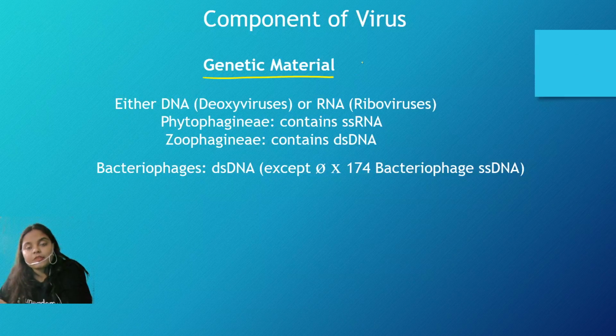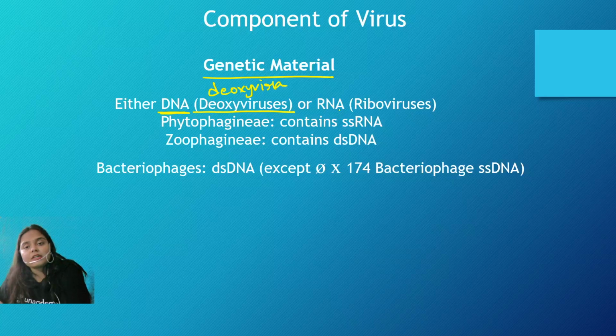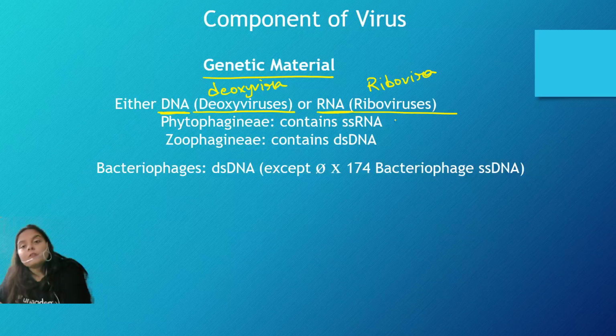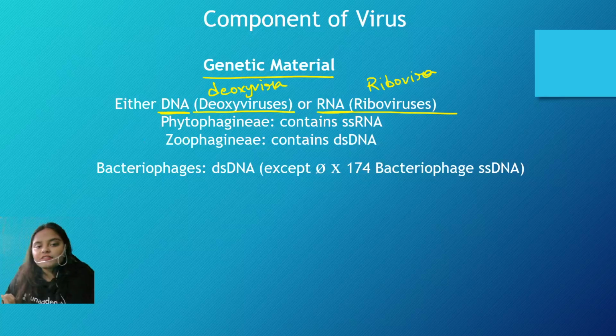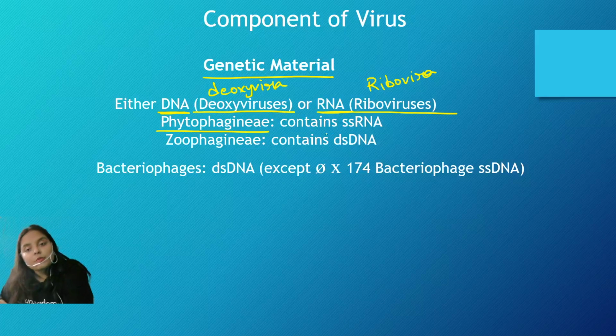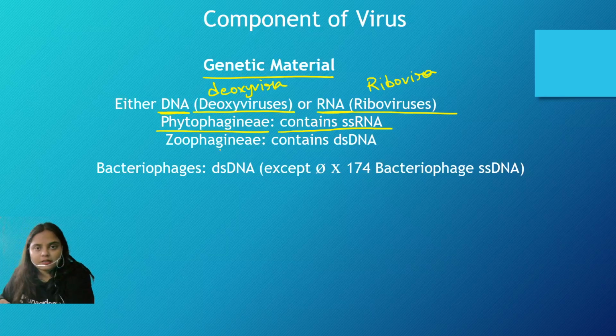As I told you, genetic material is either DNA or RNA. The viruses which contain DNA as genetic material are known as deoxyviruses or deoxyvira. Whereas the viruses which contain RNA as the genetic material are known as riboviruses or ribovira. The viruses which infect the plants are known as the phytophagini, and normally they contain single stranded RNA molecule as genetic material.